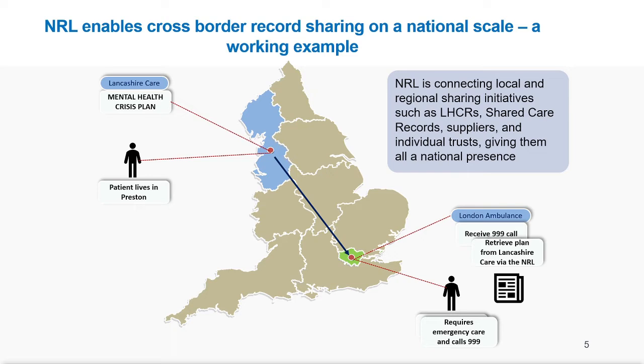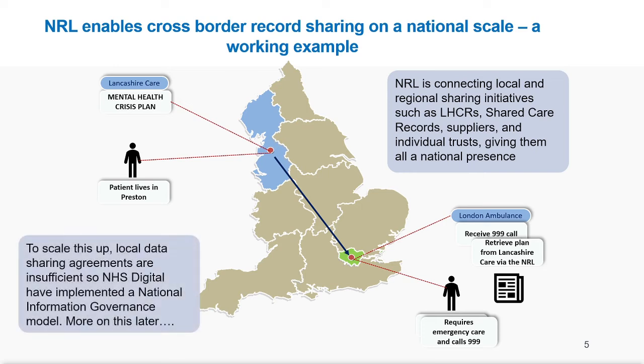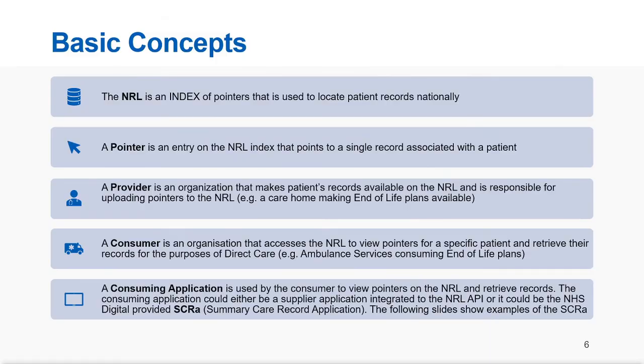NRL is connecting local and regional sharing initiatives such as LICRAs, shared care records, suppliers, and individual trusts, giving them all a national presence. To scale this up, local data sharing agreements are insufficient, so NRL have implemented a national information governance model. More on this later.